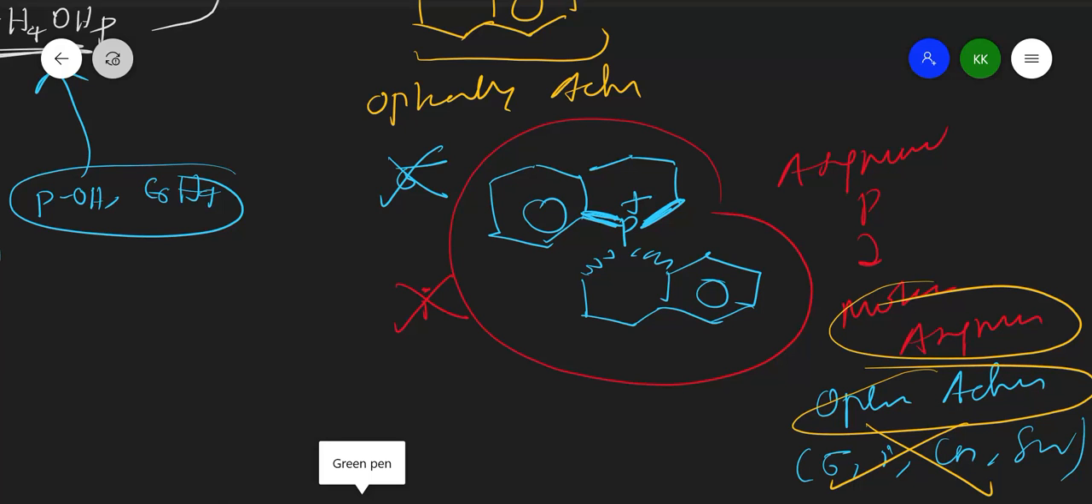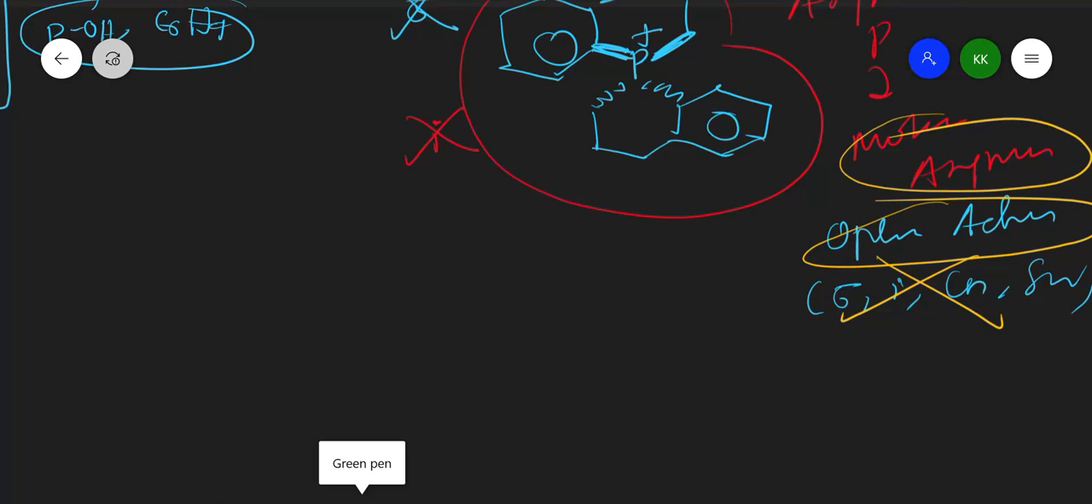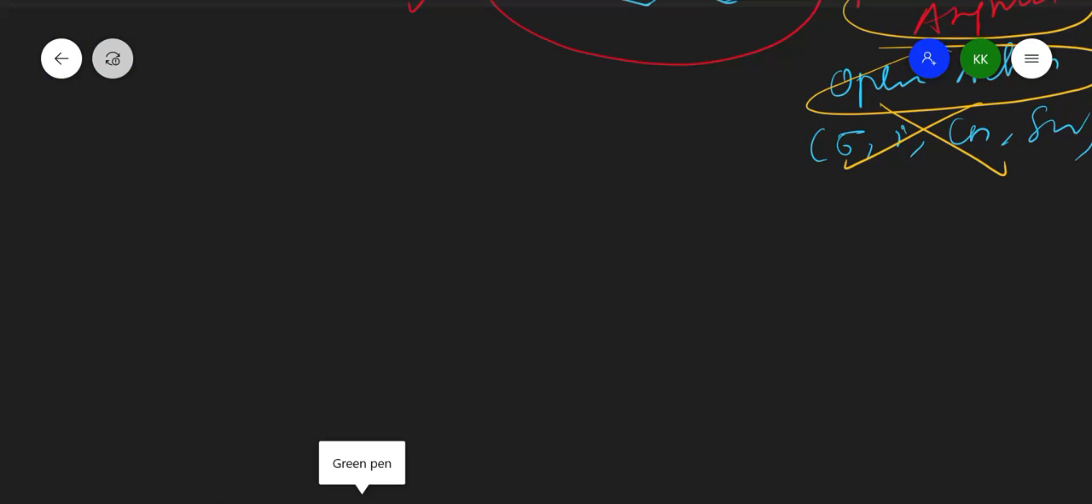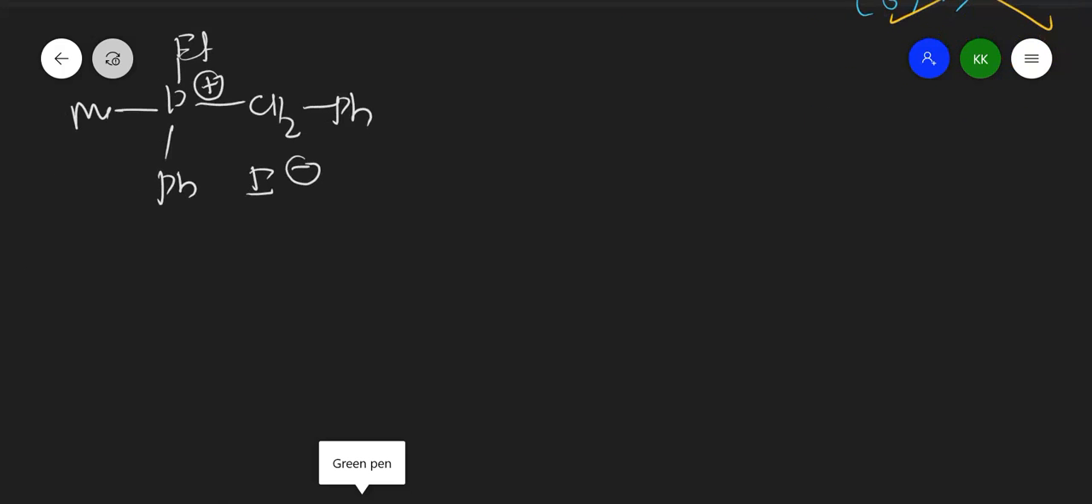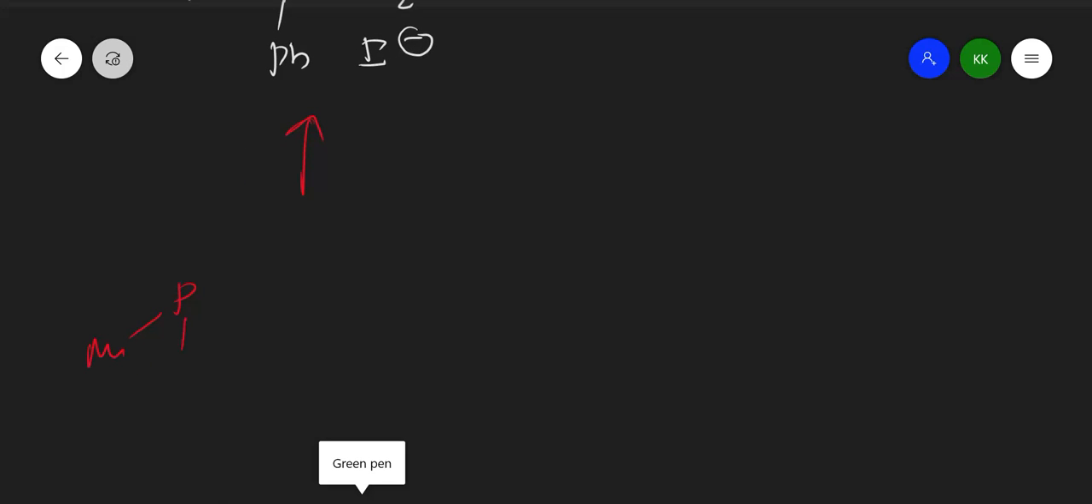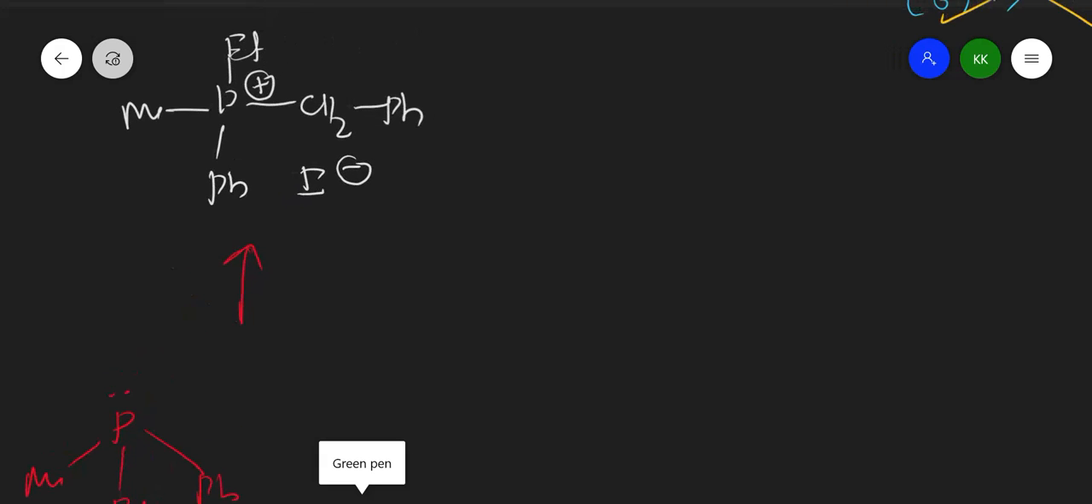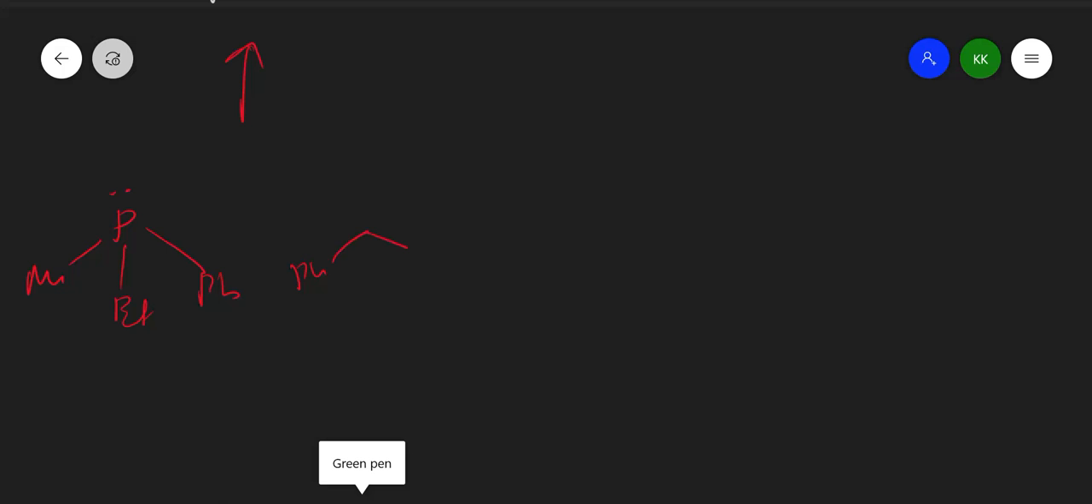So we are left with two more reactions. Let us discuss those reactions, then we can conclude this stereochemistry of phosphorus. So here I have ethyl, methyl, phenyl, and CH2Ph, right? So this is phosphonium iodide, P+ and the anion I minus. I hope you know how we got this compound. This is nothing but the reaction between methyl, ethyl, phenyl phosphine and PhCH2Br.